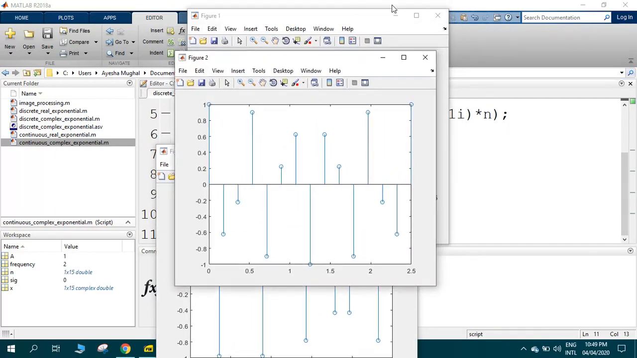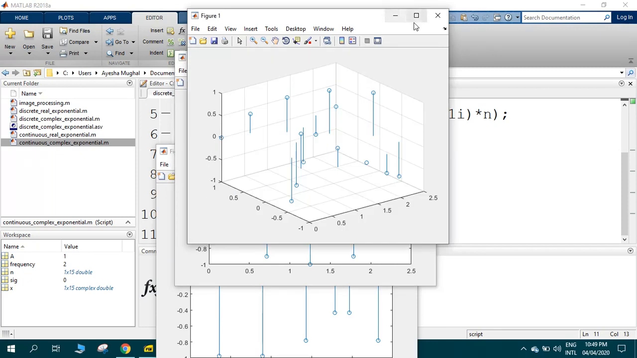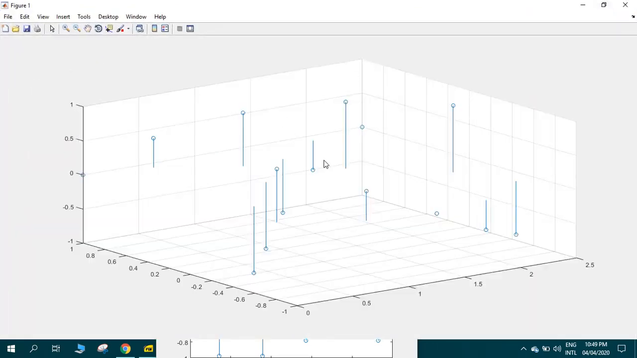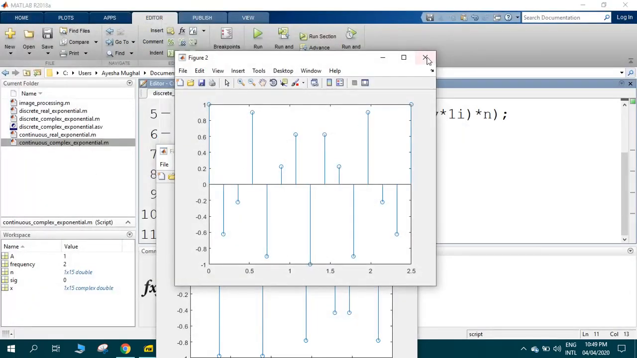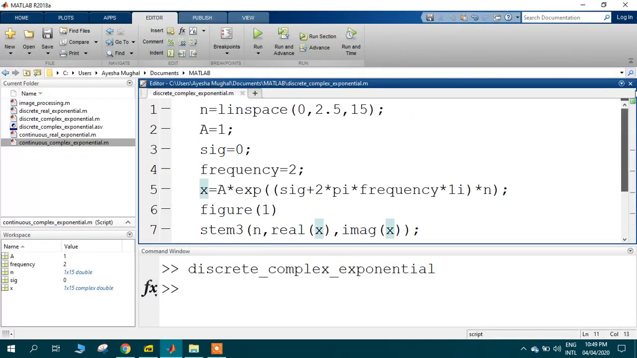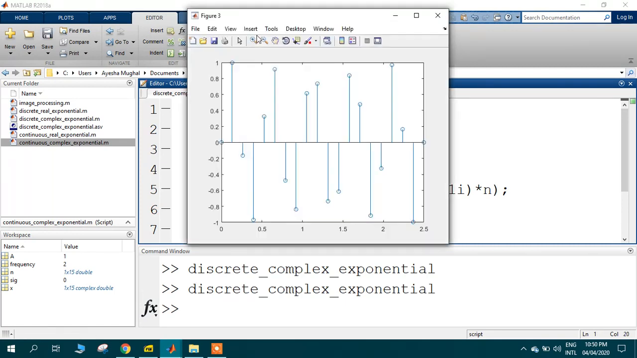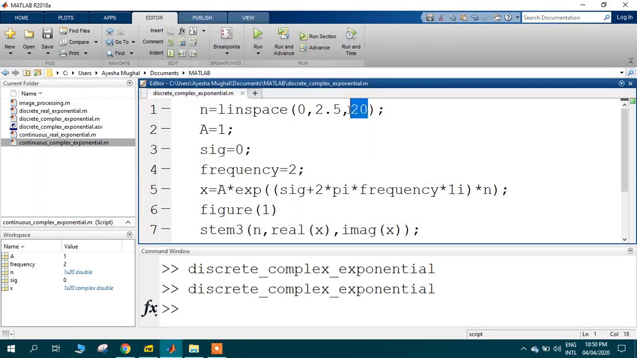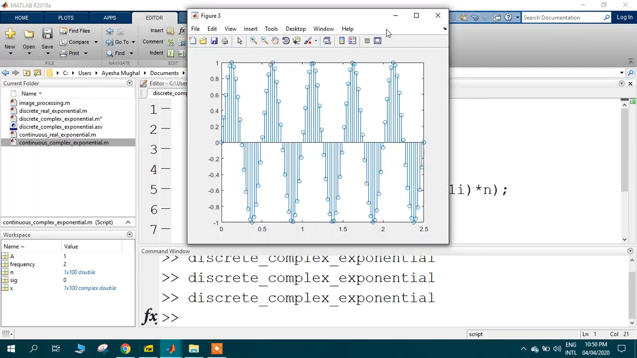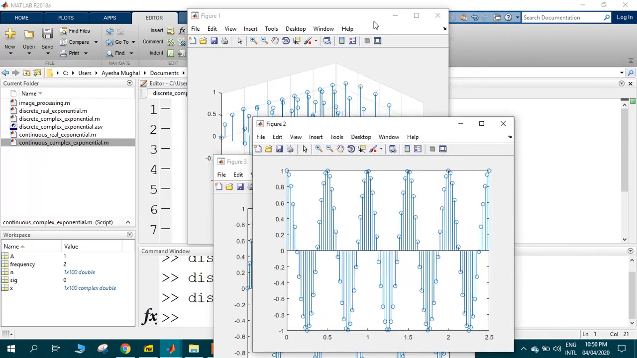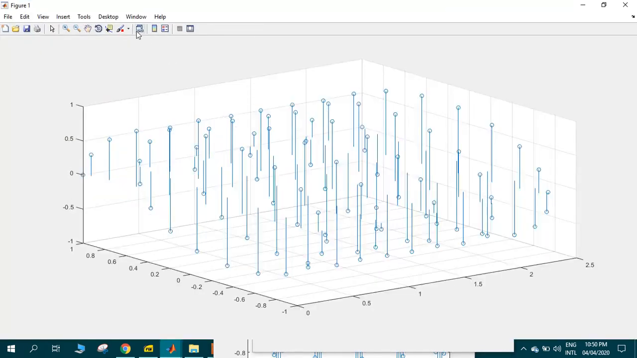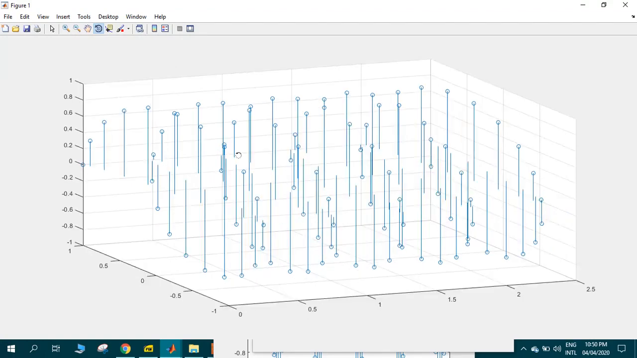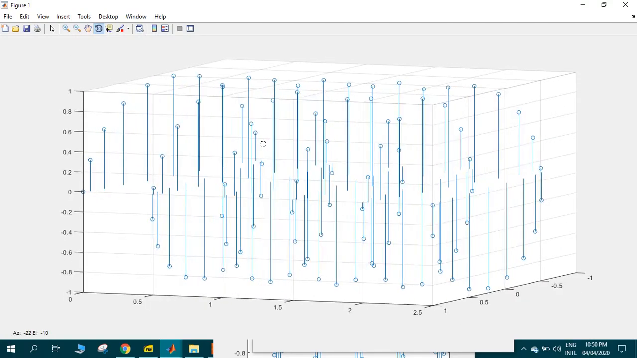So first of all, figure 1. Here is figure 1. I think these values, let's increase the number of values in between so that we can clearly see its behavior. Let it be 20. Okay, let's increase it a little bit more. Let it be 100. So here we are.